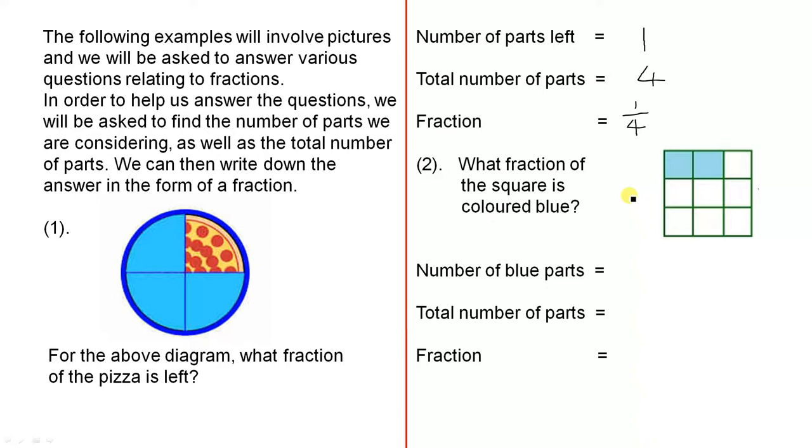What fraction of the square is coloured blue? So that's the large square here we're looking at. Now, what fraction of the square is coloured blue? So the number of blue parts, 1, 2. So there are 2 blue parts. The total number of parts, 1, 2, 3, 4, 5, 6, 7, 8, 9. So the fraction that is coloured blue must be 2 over 9.